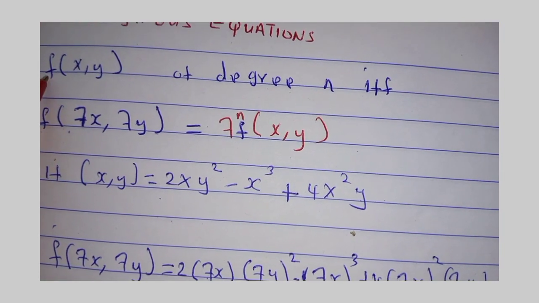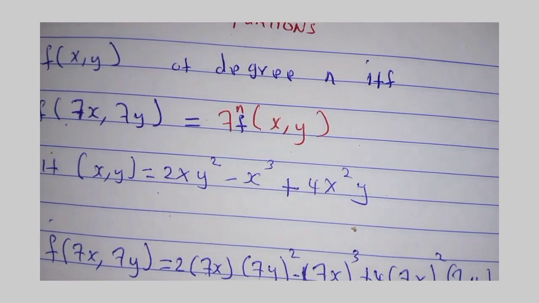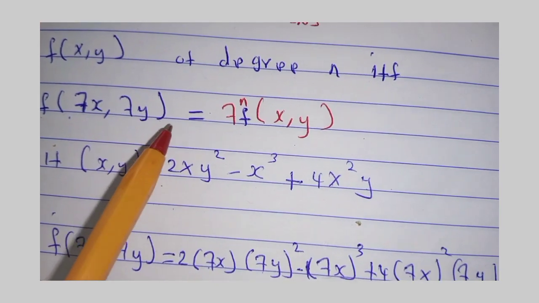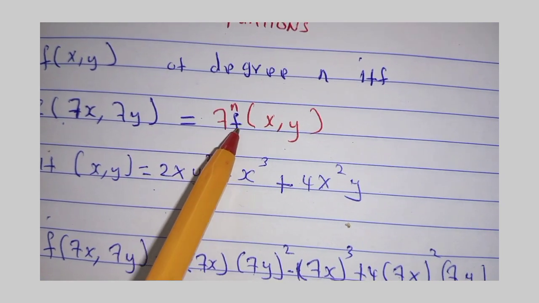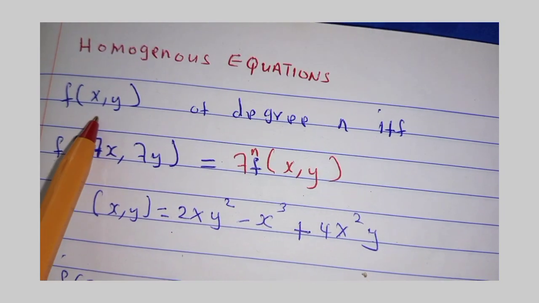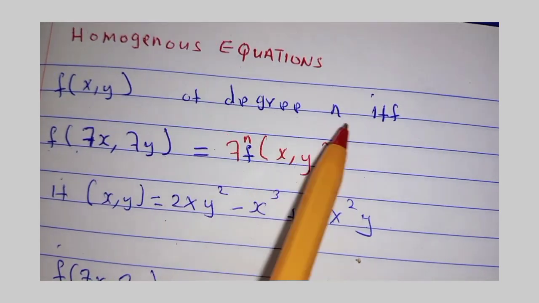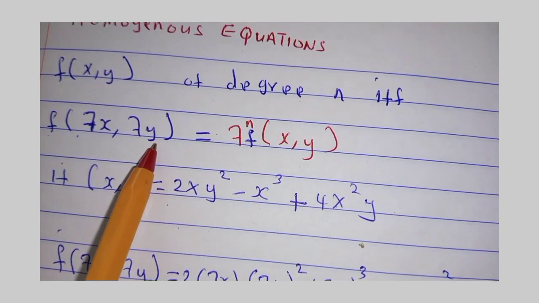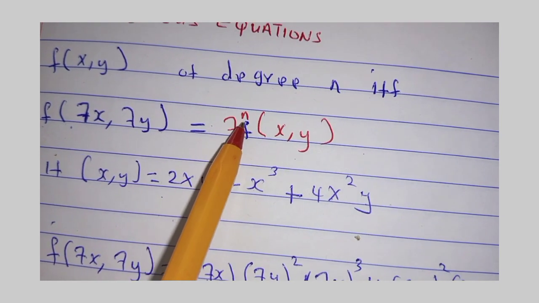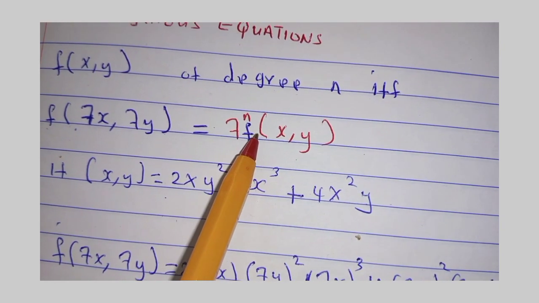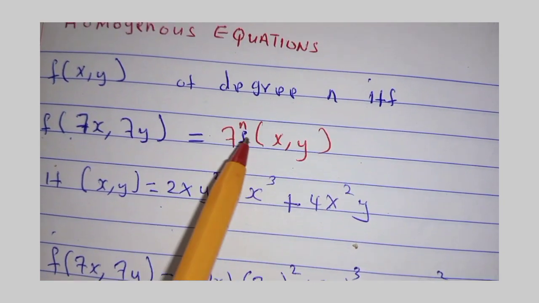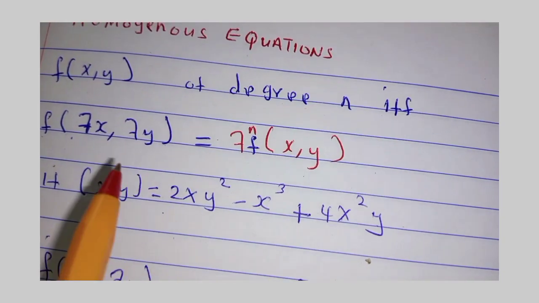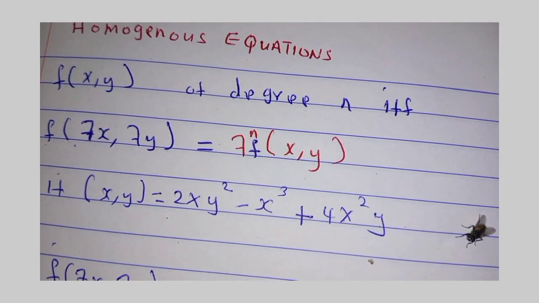A function f of x, y of degree n is said to be homogeneous if and only if f of lambda x, lambda y is equal to lambda to the power n times f of x, y. A function is homogeneous of degree n if and only if when you are given f of lambda x, lambda y, it is given by lambda to the power n f of x, y, whereby you can factor out lambda to the power n. That is when an equation is said to be homogeneous, as we are going to illustrate in the example below.